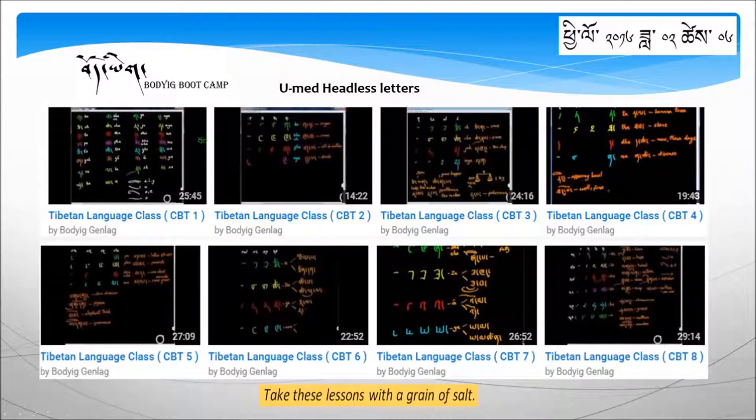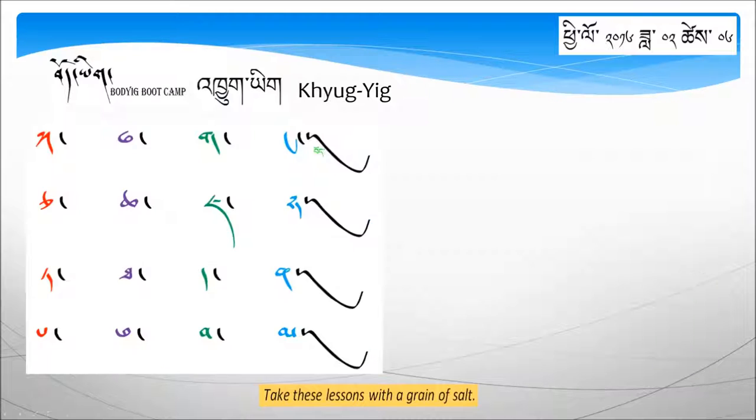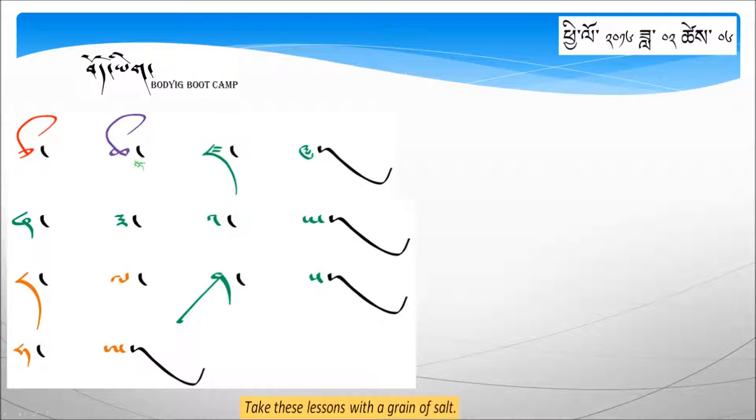So we already learned how. If you need to learn how to write all the ume letters, I was telling you in the previous video, you can watch these 8 videos, so CBT 1 through 8. So when you write these ume, the headless letters, fast, then it's called KhyugYig. And that's what these look like. So it's ka ka ka nga, cha cha cha nya, ta ta ta na, pa pa pa ma, and then za cha za wa, sha sa a ya, ra la sha sa, and then ha, and then finally ah.